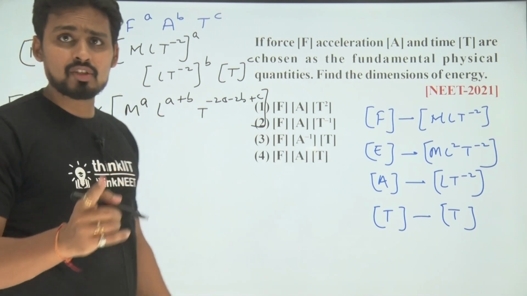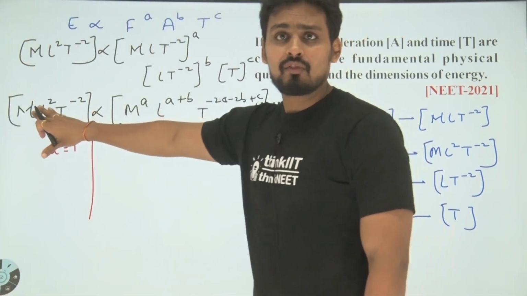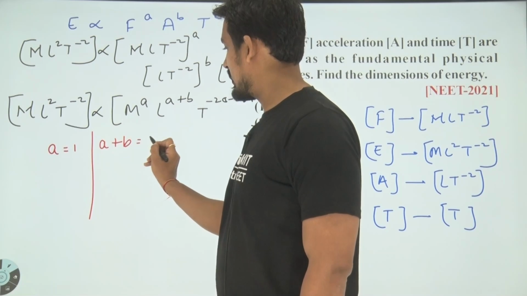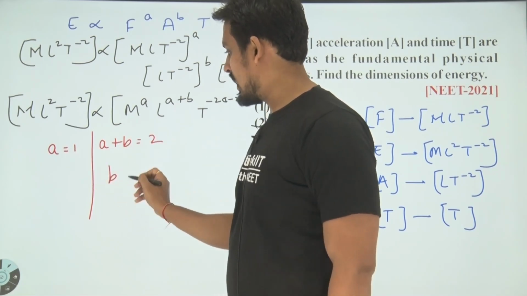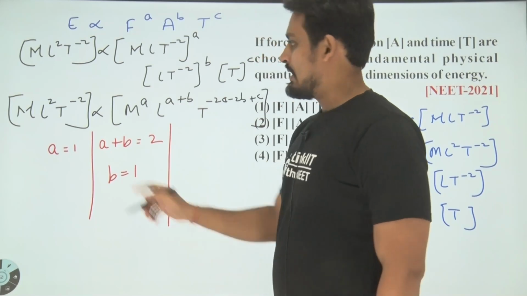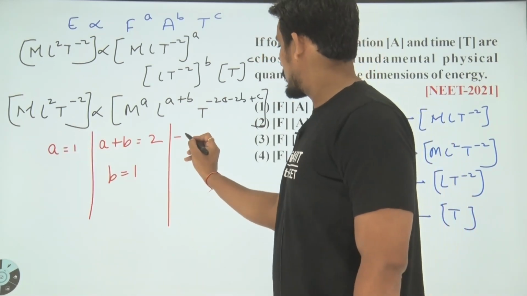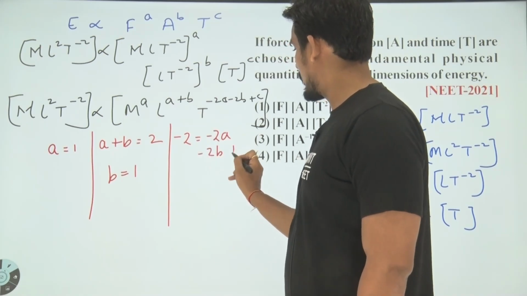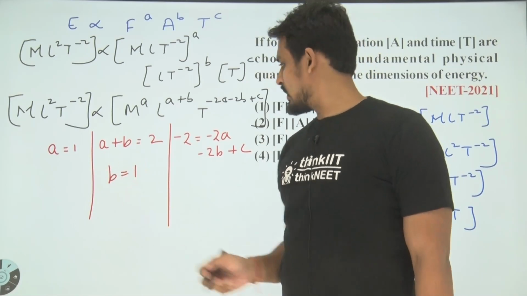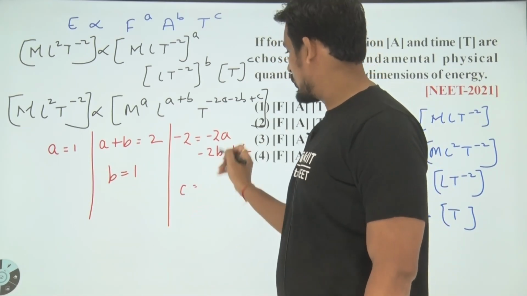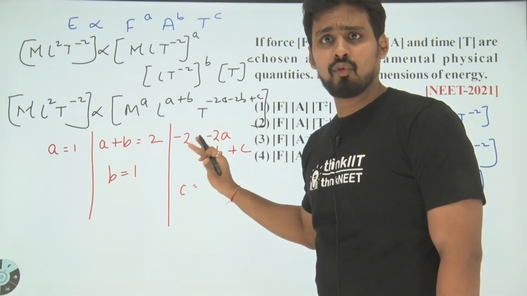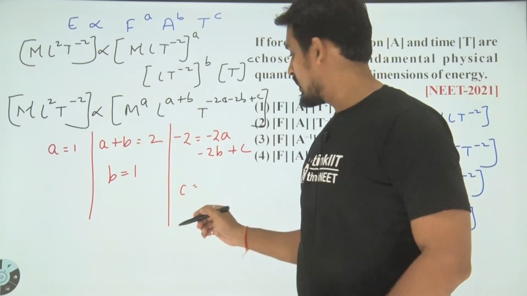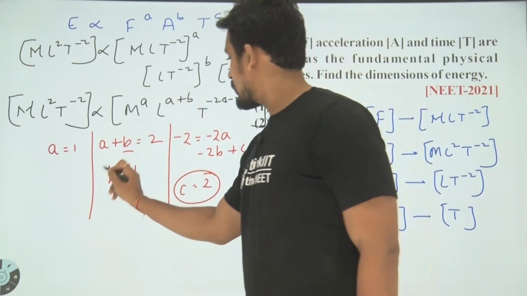In terms of the powers of L, L is having a power of 2 over here, and in the RHS it is A plus B. So A plus B is equal to 2, which, putting the value of A equal to 1, gives me B is equal to 1. And the power of T, so minus 2 is equal to minus 2A minus 2B plus C. Put the values of A and B equal to 1, so what will you get? You would get minus 4 on the RHS, take it to the LHS, it would be plus 4, minus 2 is already present, so C would be equal to 2. So all these are the values.